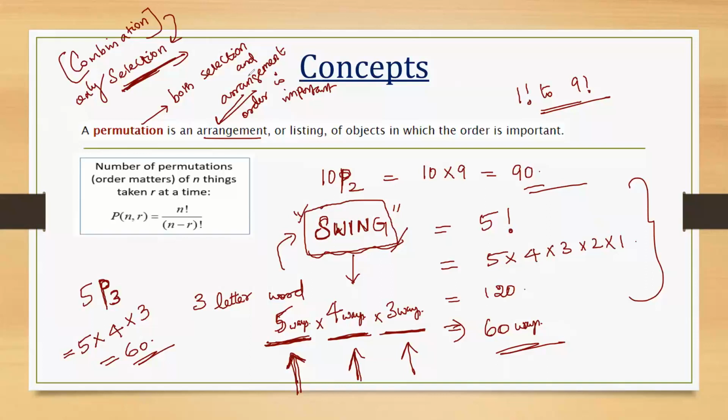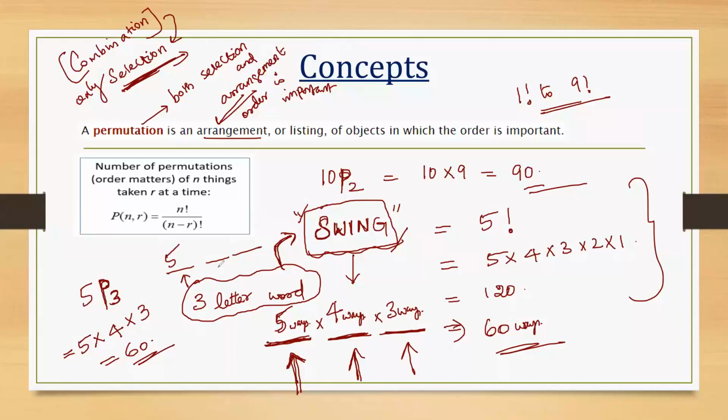Suppose the same question, we need to form a 3-letter word. Repetition is allowed. In the word swing, we need to form a 3-letter word, but repetition is allowed. In how many ways can you arrange the word? Repetition is allowed, so we have 3 places, right? The first place, we have 5 letters. So all the 5 are possible.